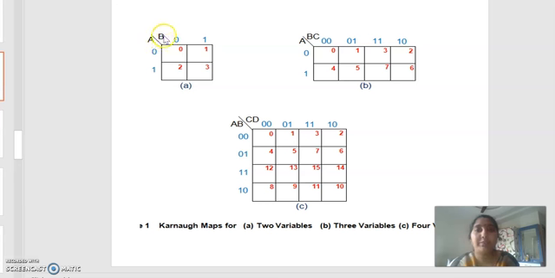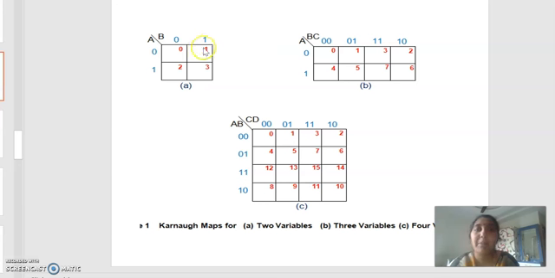Within the 2 variables, one variable can be considered as the row variable and the other as the column variable. The row variable takes the values 0 and 1. The first row represents A equals 0, and the next row represents A equals 1. Similarly, for the column variable, B can be 0 or 1. The first column represents B equals 0 and the next column represents B equals 1.